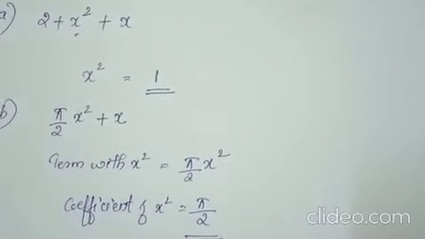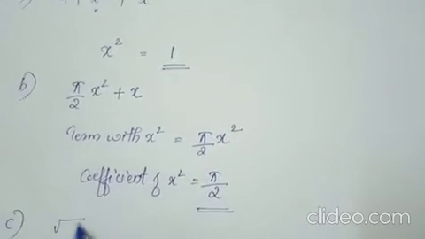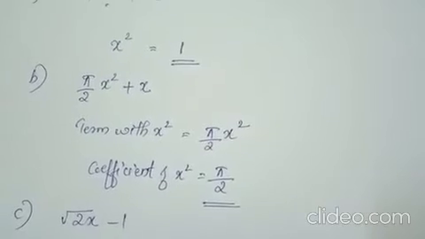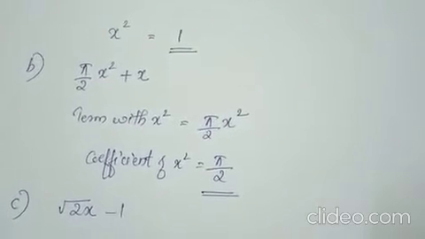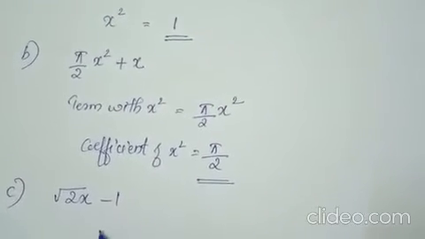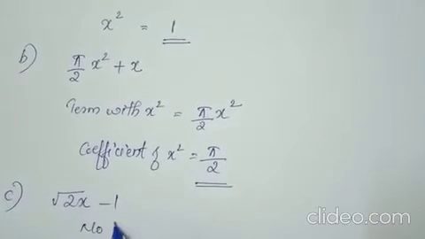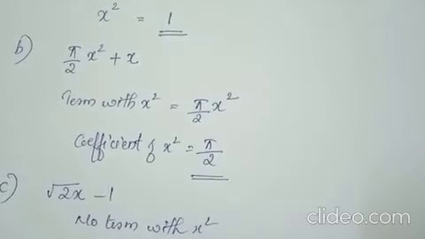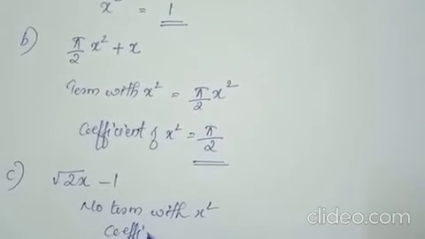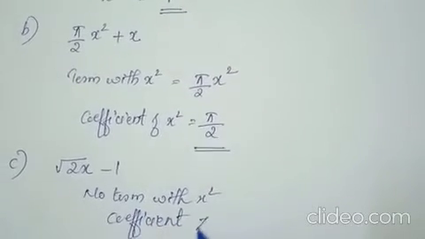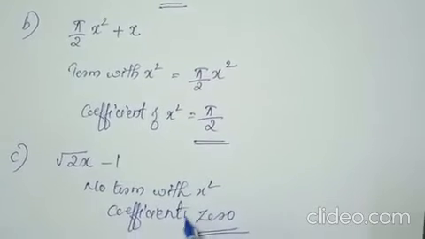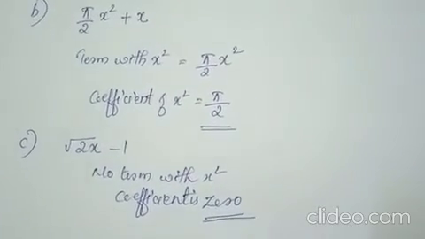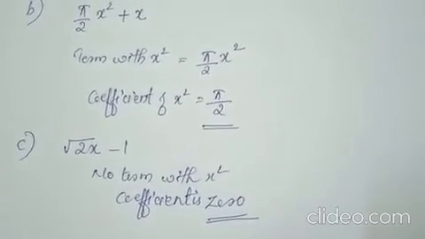So the next question is root 2x minus 1. Here there is no term with the x square, so the coefficient is 0. Understood? The coefficient is 0. So in this way we are finding the coefficient.